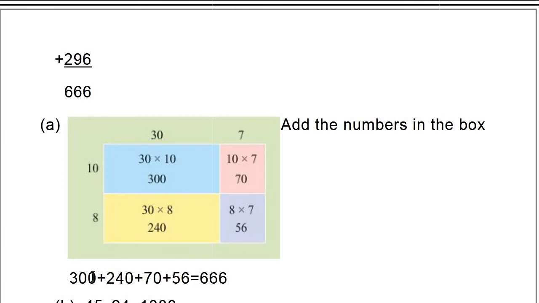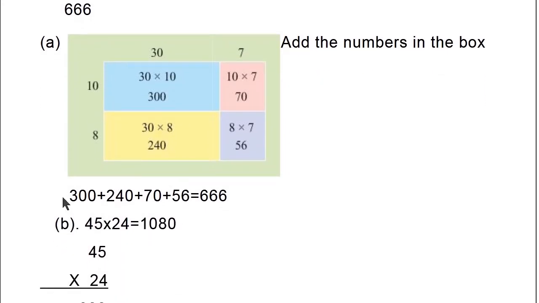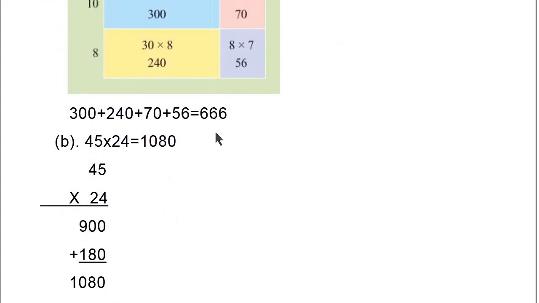Now add this: 300, 240, 70 and 56. 300 and 240 is 540, 540 and 70 is 610, 610 plus 56 is 666. So this way we get the answer. It is the easiest way. Now 45 into 24.